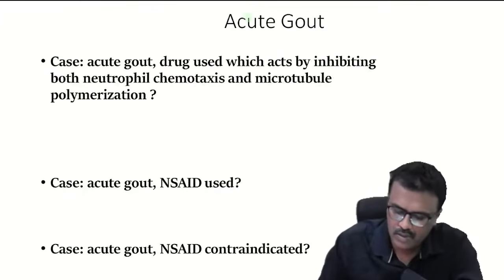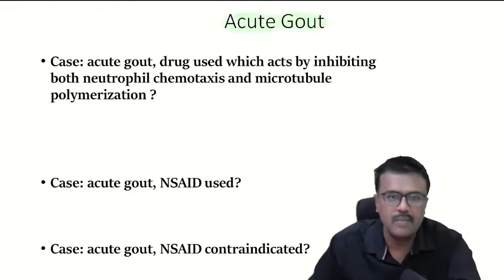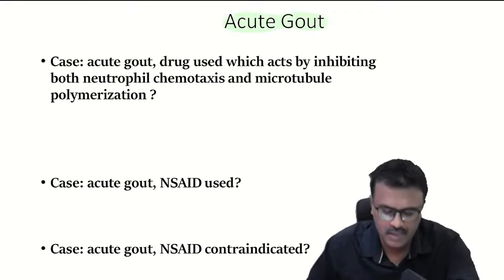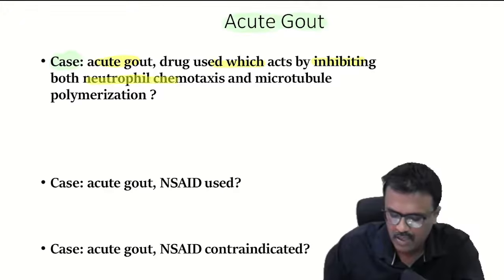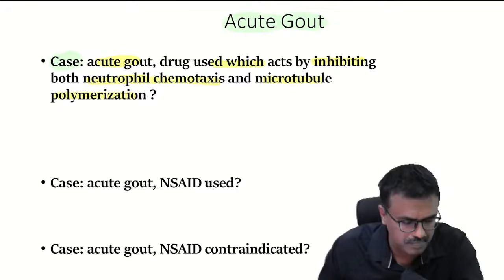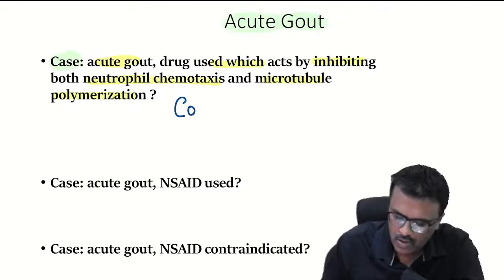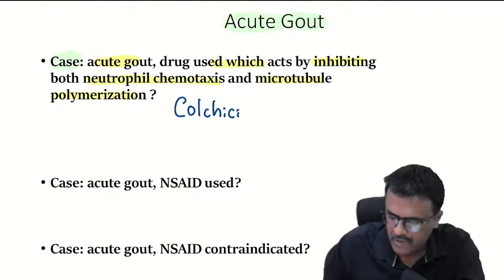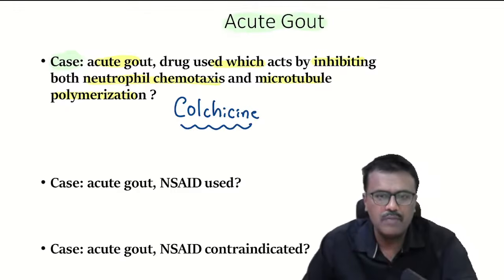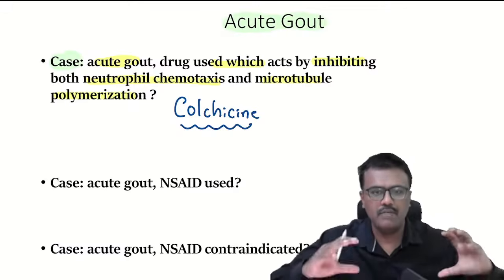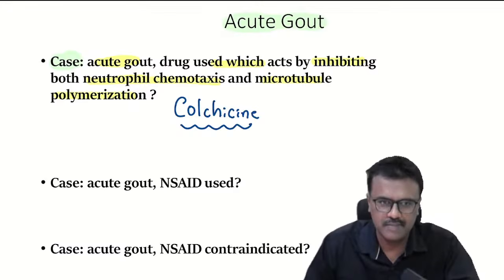Moving on to gout. Gout is a small topic, but questions keep on coming. Easy to score. Let us take a case. Patient is having acute gout. Which drug acts by inhibiting neutrophil chemotaxis and microtubule polymerization? The drug name is colchicine. So colchicine inhibits neutrophil chemotaxis. One of the problems with colchicine is diarrhea. Diarrhea is dose dependent because if I increase the dose of colchicine, diarrhea also increases.